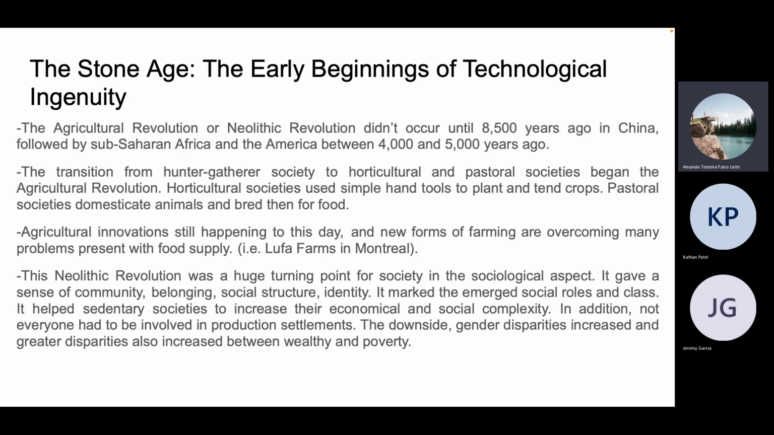This Neolithic revolution was a huge turning point for society in the sociological aspect. It gave a sense of community, belonging, social structure, and identity. It marked the merged social roles and class. It helped sedentary societies to increase their economic and social complexity. In addition, not everyone had to be involved in production settlements. The downside: gender disparity increased, and greater disparities also increased between wealth and poverty.